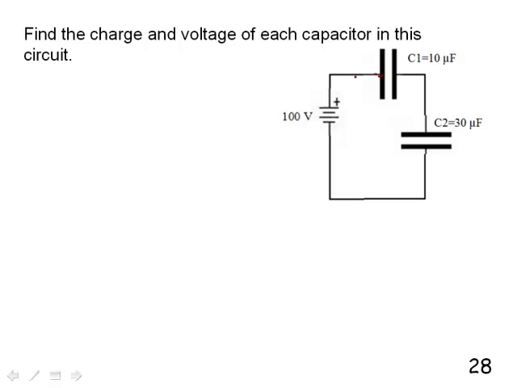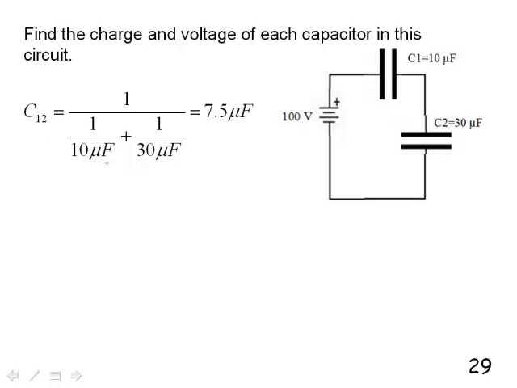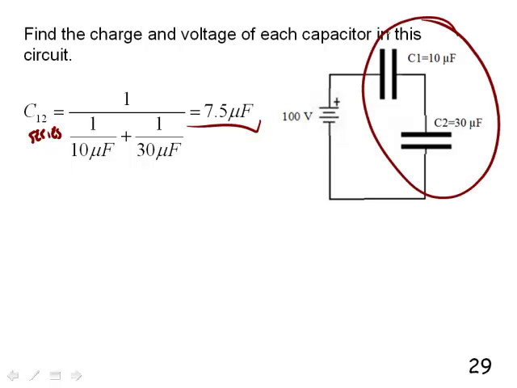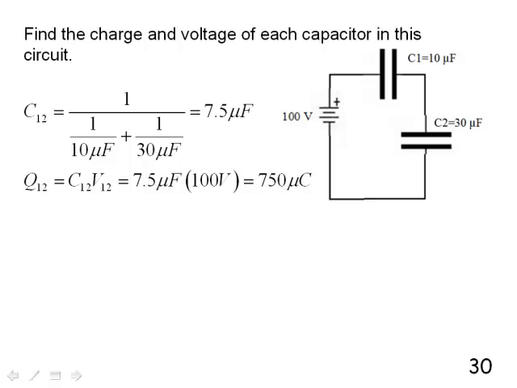The first thing we do is we find the equivalent capacitance of those two capacitors in series. So I use the equation for the equivalent series capacitance of two capacitors. I've got a 10 and a 30, so I take 1 over 10 plus 1 over 30. I end up with 7.5 microfarads as the equivalent capacitance of those two in series.